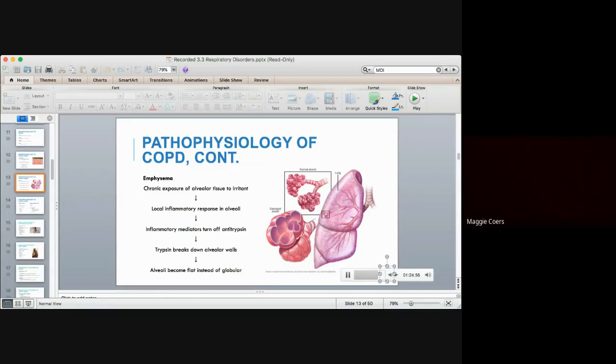And those walls, remember, are very important because they give the alveoli that extra surface area for gas exchange to take place. But now, because they don't have that globular or spherical shape, all the person with emphysema is left with is the bottom of those spheres. So they become very flat. They lose a lot of their surface area for gas exchange.